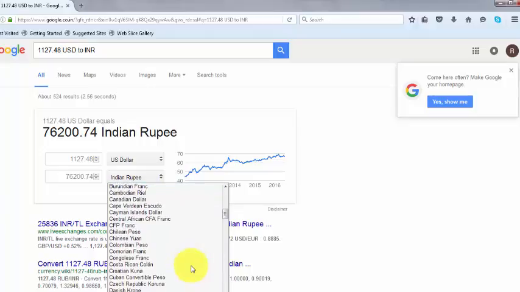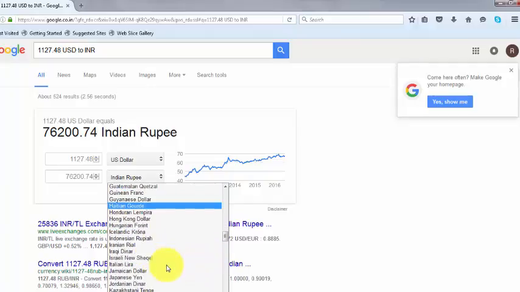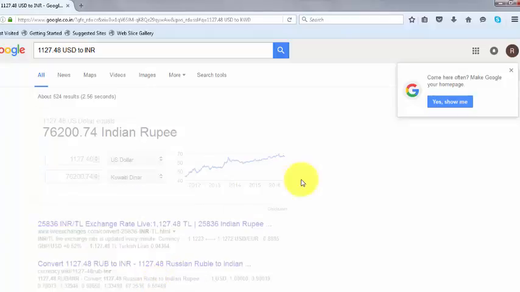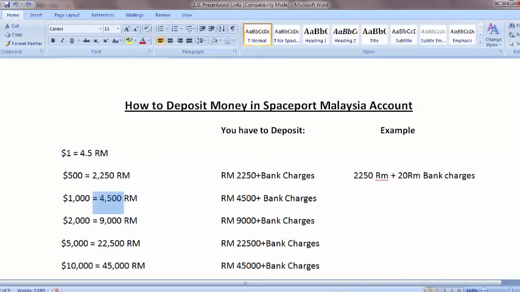If you are living in another country, or if you are German, using the German mark, or any country, Japanese yen or Kuwaiti dinar, suppose you are in Kuwait and depositing the amount in dinar, then you have to deposit 339.2 Kuwaiti dinar for the $1,000 package. Let me repeat it once again, because these are financial transactions, so be careful.